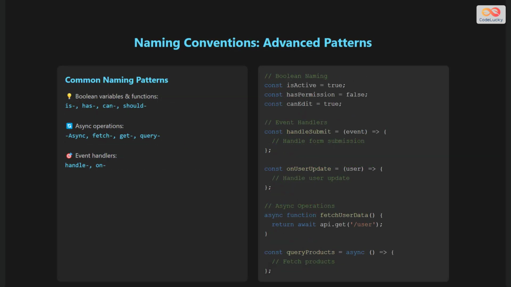Moving on to advanced naming patterns. Boolean variables and functions should start with is, has, can, or should. Asynchronous operations should use names like fetch, get, or query, and event handlers should begin with handle or on. For example, a variable that determines whether a user is active could be named isActive. Similarly, a function that retrieves the data of a user could be named fetchUserData. An event handler function would be named handleSubmit.